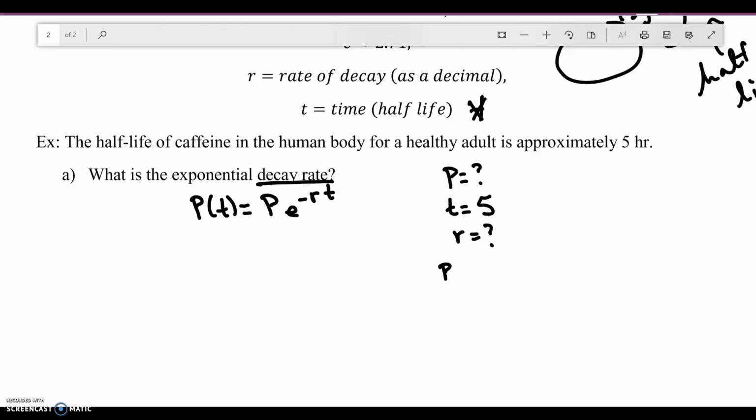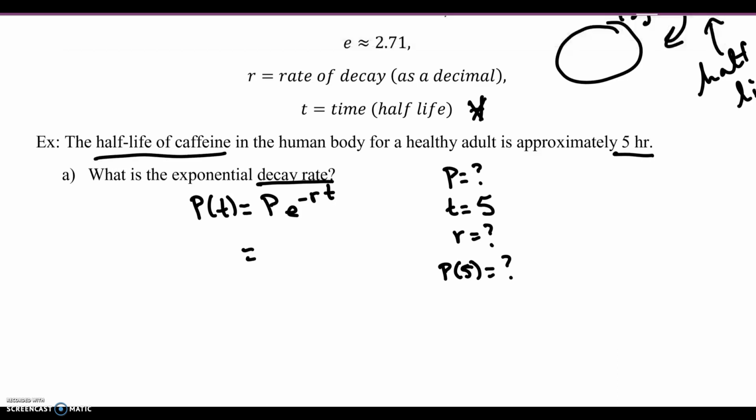I also don't know what P of t is, the amount at 5 hours. But because this 5 hours is the half-life of caffeine, it doesn't really matter what P is. I know that at 5 hours, I will only have 1/2 of P. So then I'm going to have e to the negative R, where R I don't know, and T is just going to be 5. Now let's solve a little bit. The P's are going to go away, so I'm going to have 1/2 equals e to the negative R times 5.